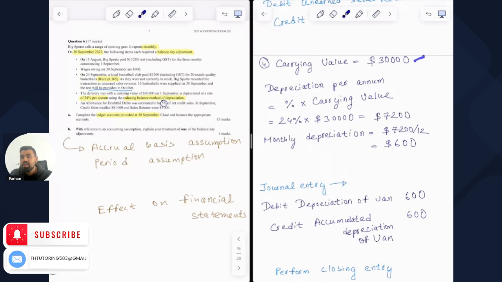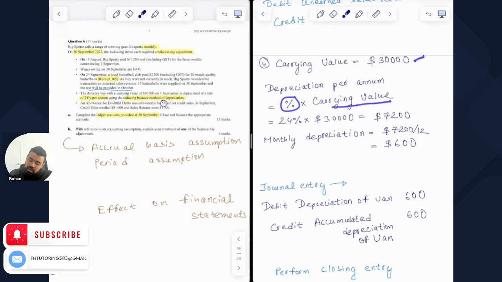And when we are using the reducing balance method, if we want to calculate the depreciation on an annual basis for an asset that has already been in use within the business, we multiply the given percentage rate with the carrying amount.